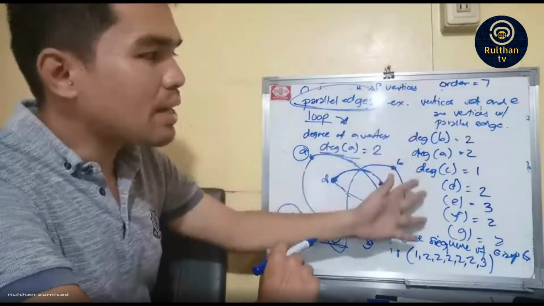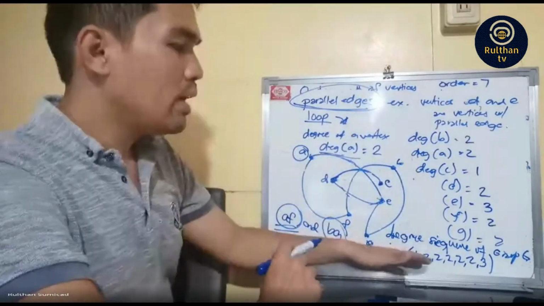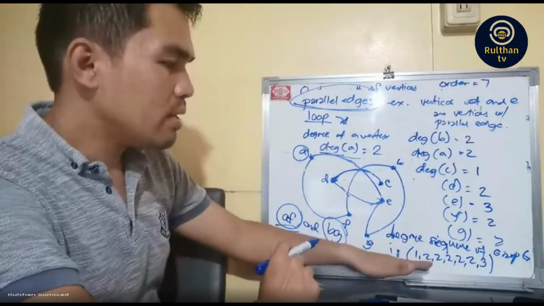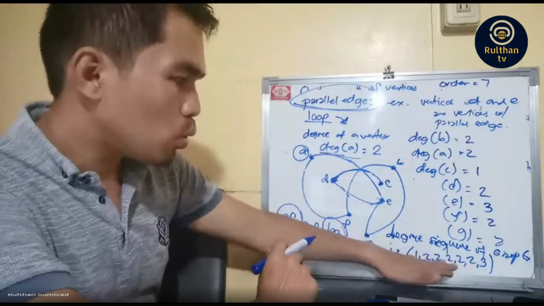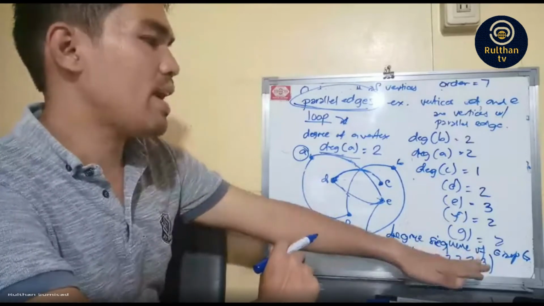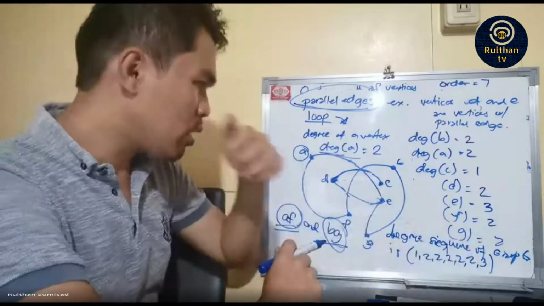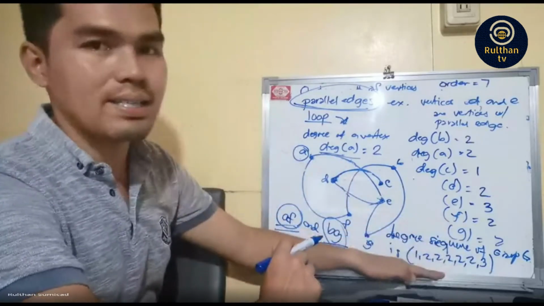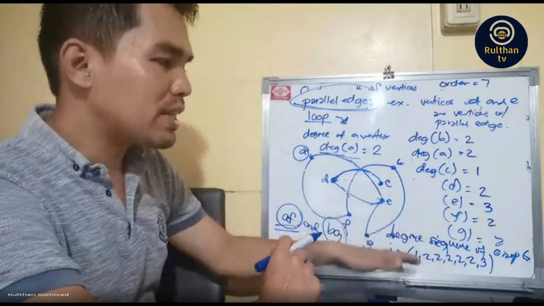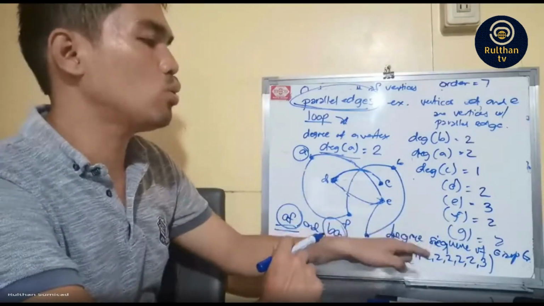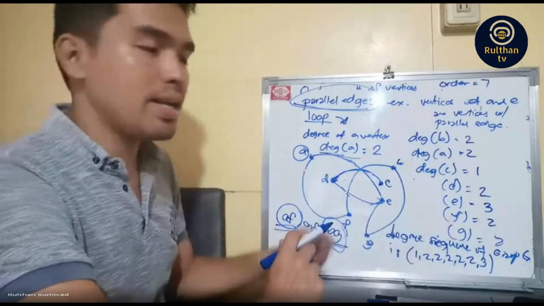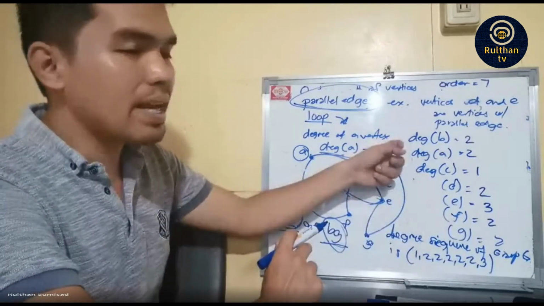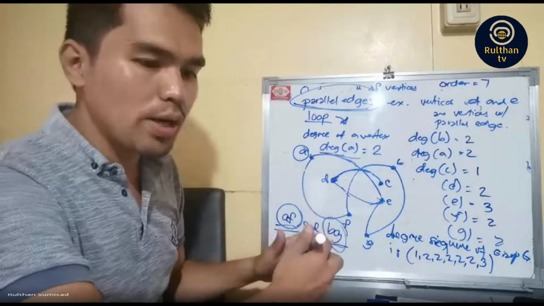And then as we arrange them in increasing order, we have 1, five 2s, and then 3. So you notice we have 7 vertices, and the degrees of the vertices are actually 1, 2, 2, 2, 2, 2, and 3. Okay, this is the degree sequence. This is the degree of each vertex. Question.